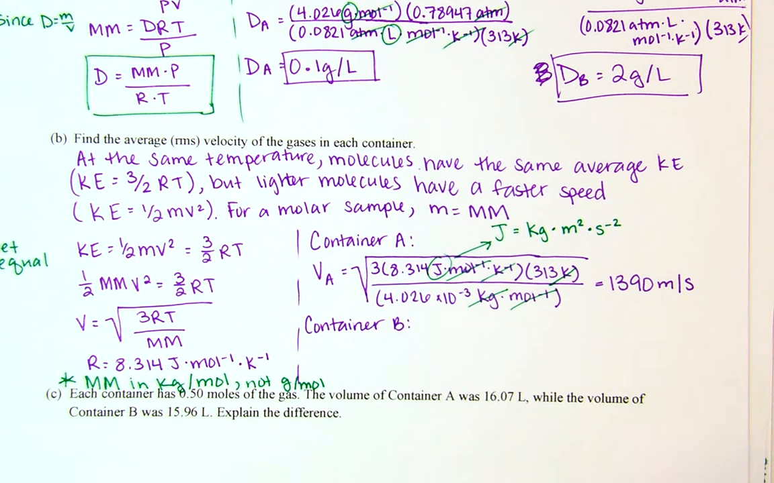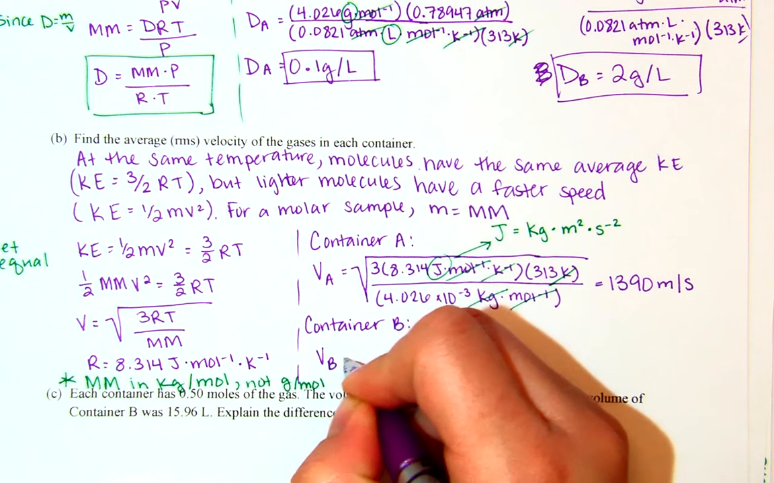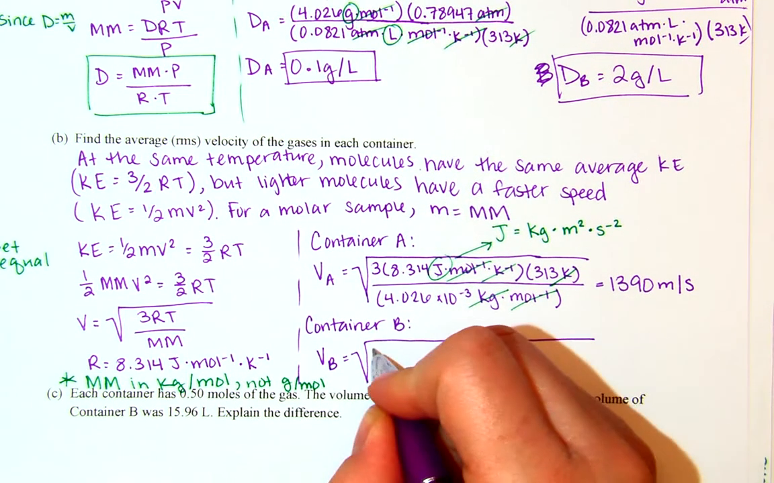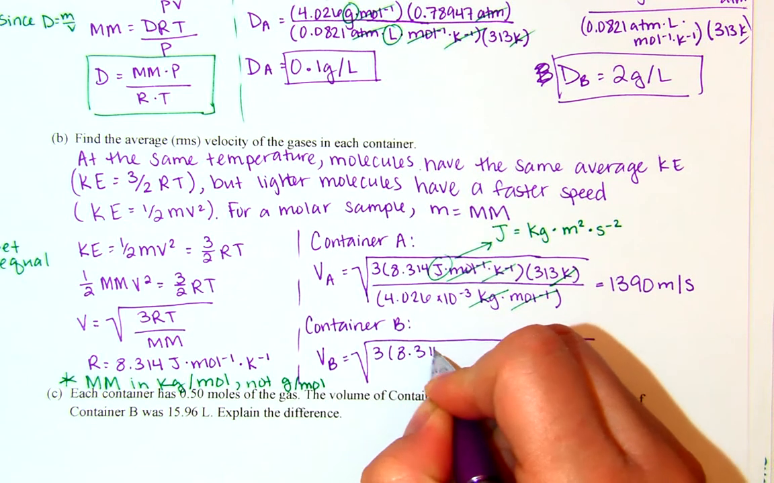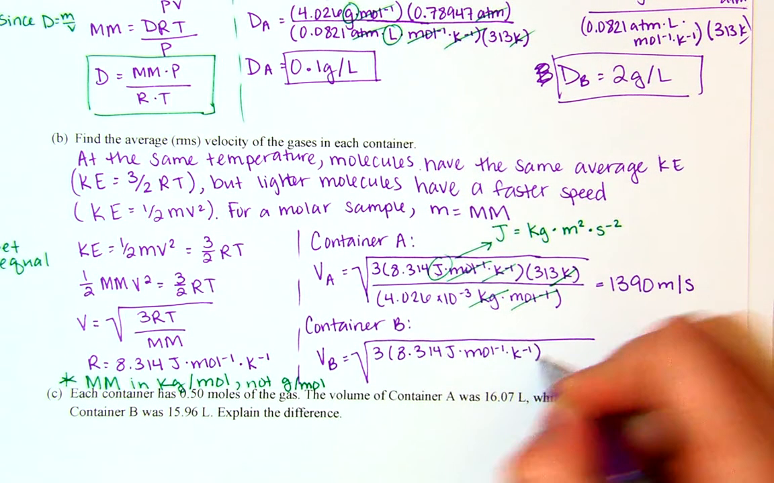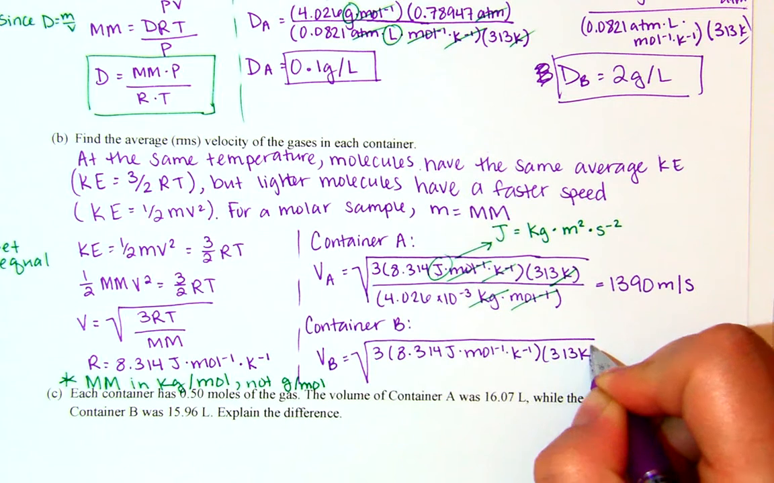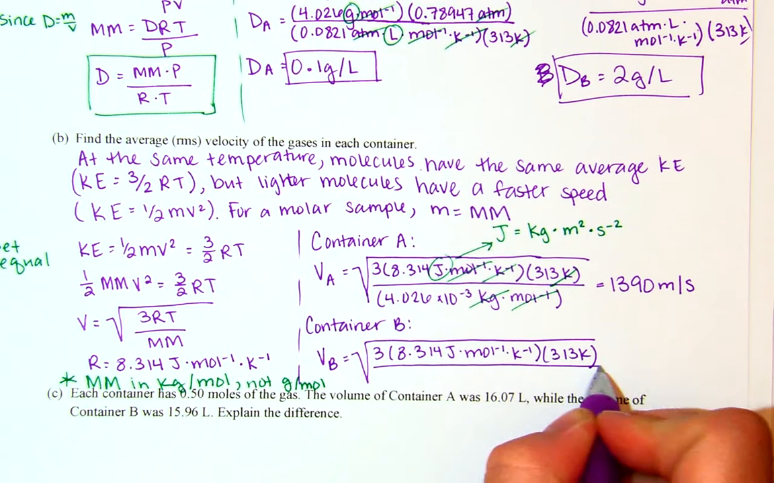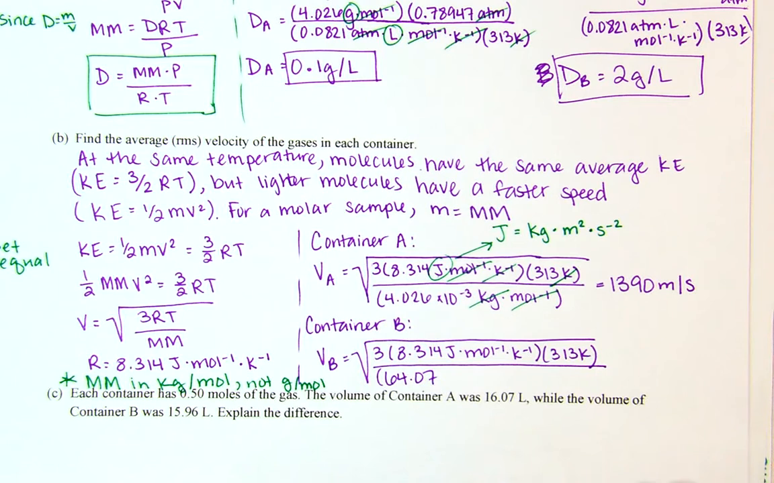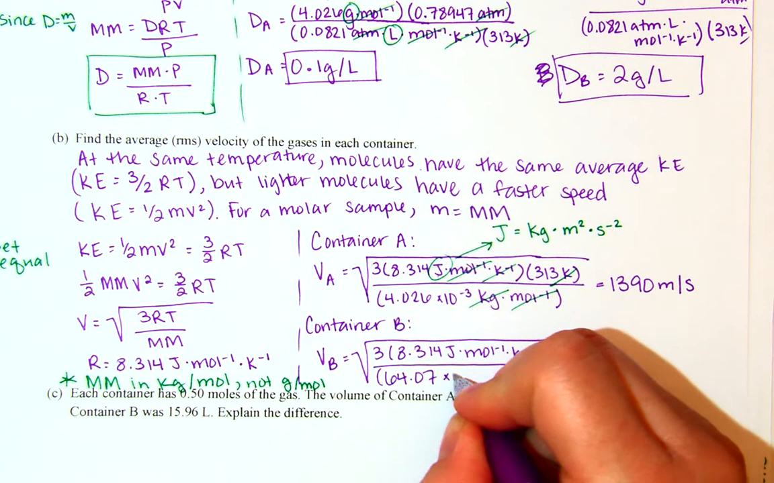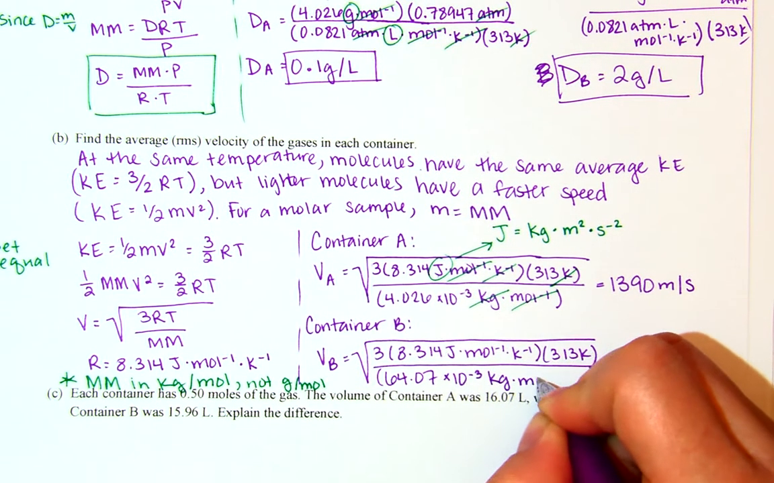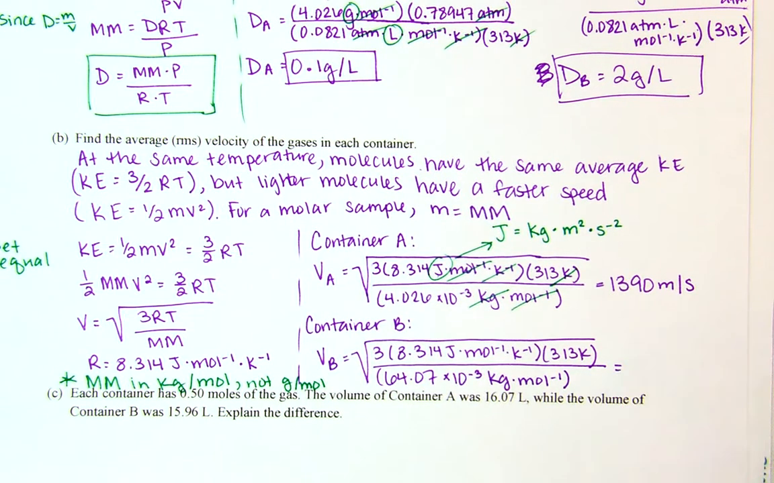Okay, hopefully you were able to plug that in. So the velocity for container B, we're going to set this up exactly the same way. 3 times 8.314 joules times inverse moles times inverse kelvins. Same temperature. The only thing that changes is our molar mass at the bottom, 64.07 grams per mole. But if we do times 10 to the negative 3, now we're in kilograms. Times inverse moles.